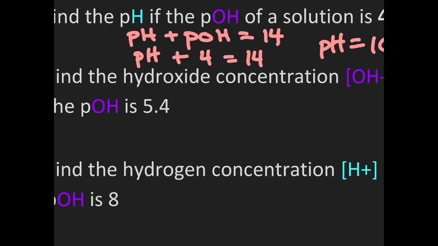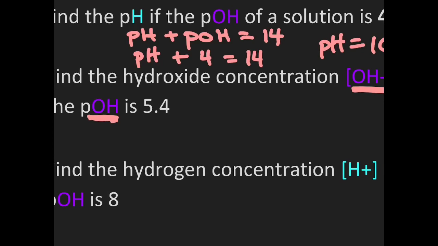Now, find the hydroxide concentration, hydroxide meaning OH, if the pOH is 5.4. One of the important first steps is you need to make sure that this OH matches with this OH. They both have to say OH, or else you're going to have to convert between H and OH, and we're going to look at that next. In this case, they're both OH, so I'm good to go.